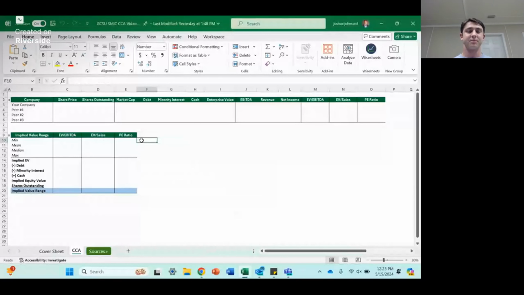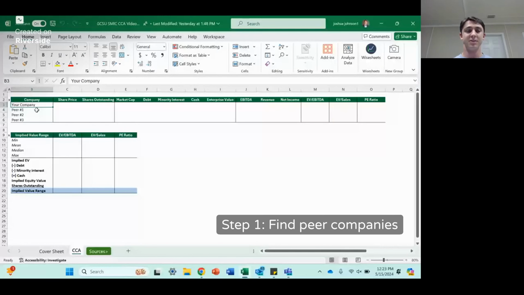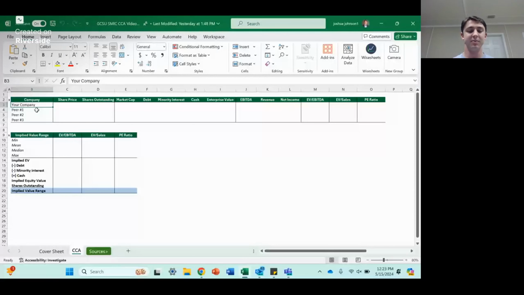And so really there are 4 or 5 steps in order to do a comparable company analysis, right? And so what we're going to want to do is the first step is find peer companies, right? So in this case, right, we have, let's see, and also your company, obviously. So today we're going to be working with Capital One as the company we're going to be working with today.